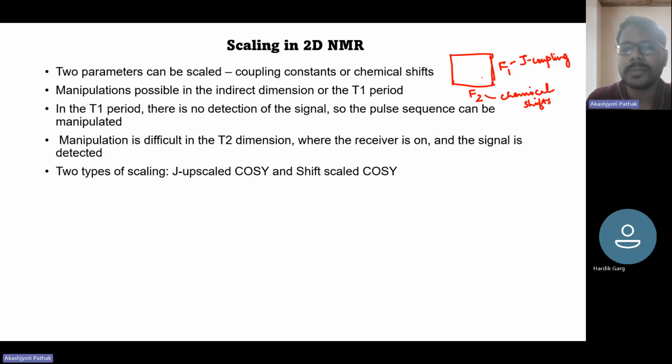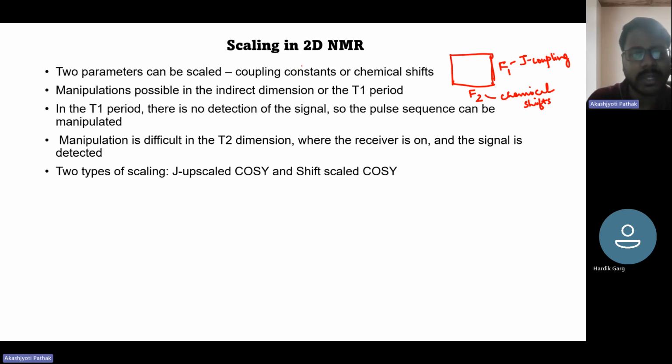Scaling can therefore be done. Scaling means that if we want to look at the peaks that we get in the F1 and F2 axes in greater detail, then that would mean scaling. Either we can scale up the peaks in the F1 axis, or we can scale them in the F2 axis. There are two parameters that can be scaled: the coupling constants and the chemical shifts.